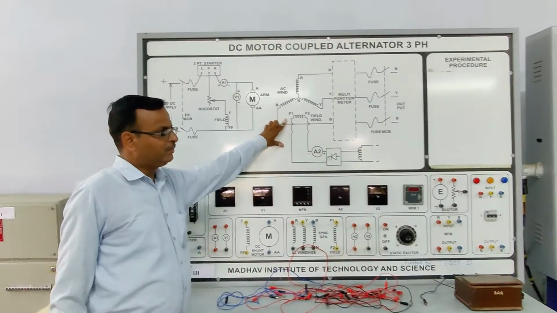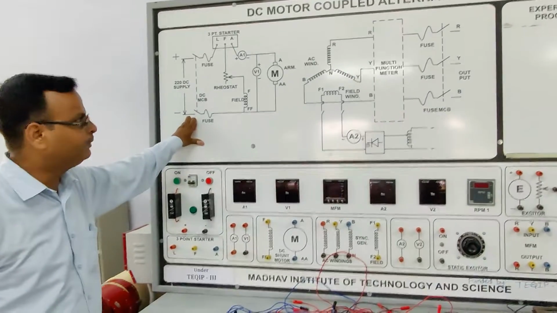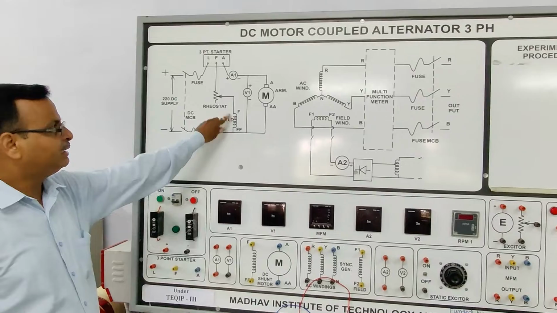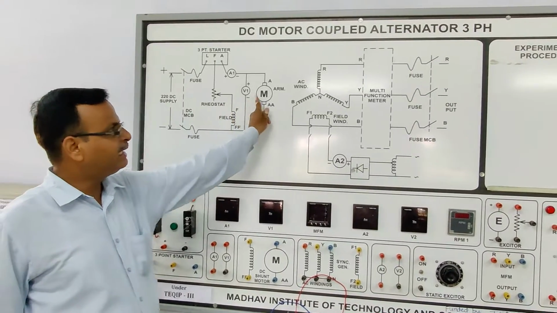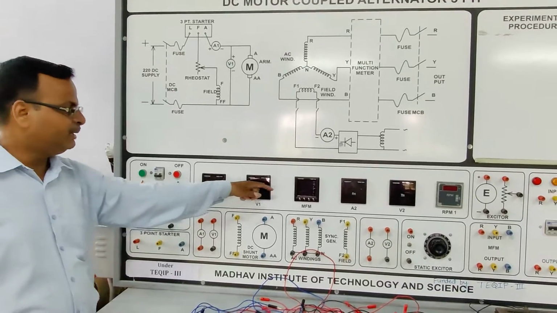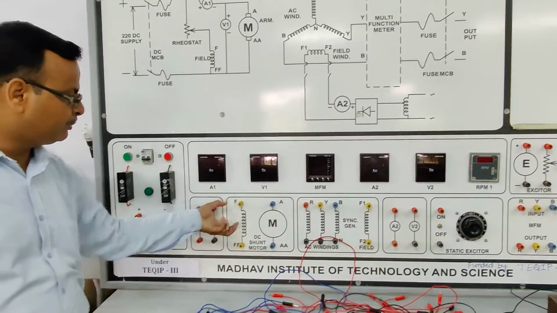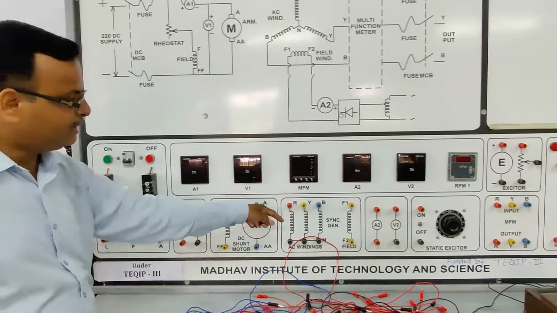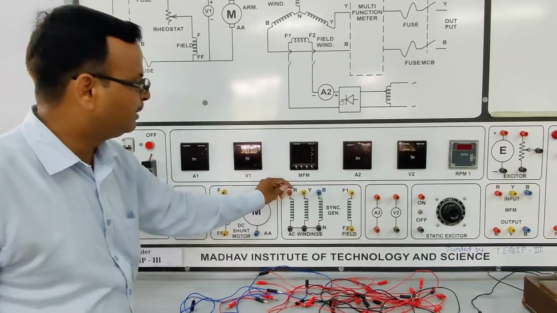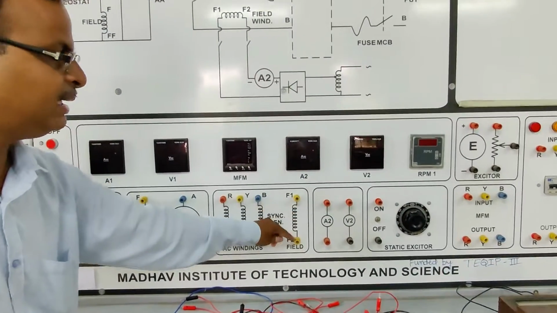It means that for giving the mechanical power, we should have a prime mover. So as a prime mover, we are using a DC motor. This DC motor is mechanically coupled to this alternator. The different ammeters and voltmeters are given here, and these are the DC shunt motor terminals, and these are the stator terminals of the alternator, R, Y, B, and these are the field winding of the alternator.